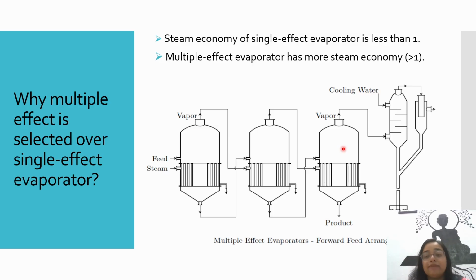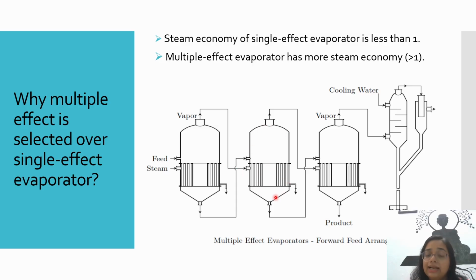Here you can see in the first effect what is happening. We are giving the steam, and we are also introducing the feed solution. Evaporation will take place here, and after that vapor will be produced from effect 1. The concentrated liquid will be taken out and introduced to effect 2. Now you can see that in effect 2 we are not introducing any steam again. So how will evaporation take place? Evaporation will take place because of this vapor from effect 1. This vapor produced from effect 1 will be used as the heat source for effect 2.